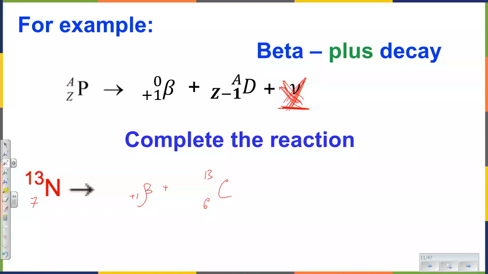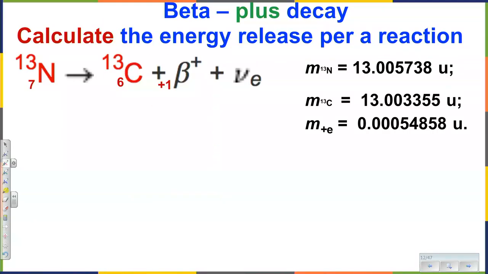So what is important? This is supposed to be 6 carbon 13. Also not a stable isotope. It will decay eventually again. And to calculate the energy, we just need to apply the same approach. Numbers on the screen present, what do they present? What type of masses?